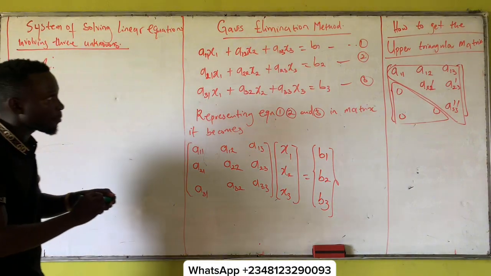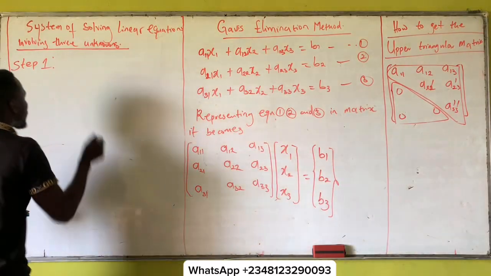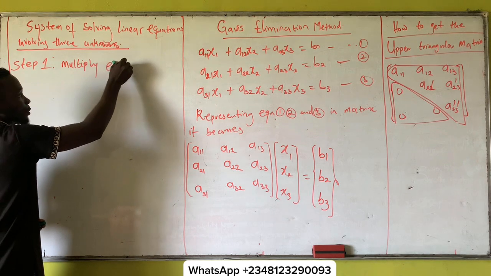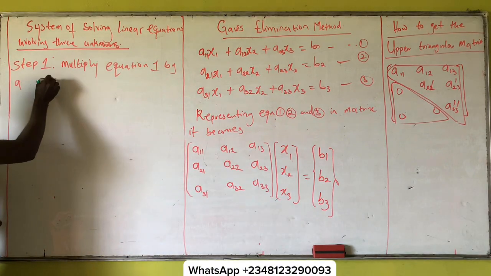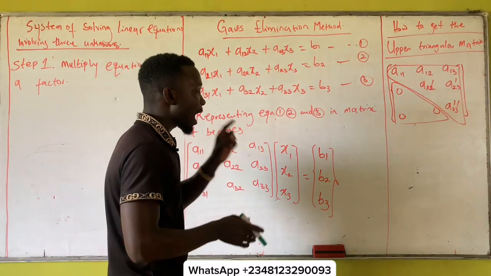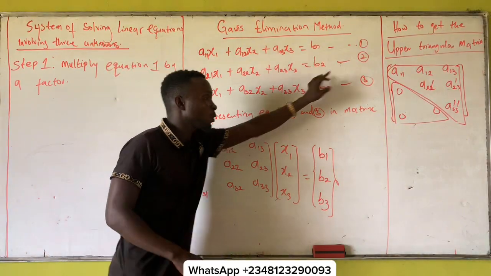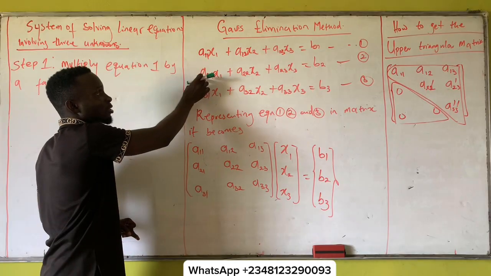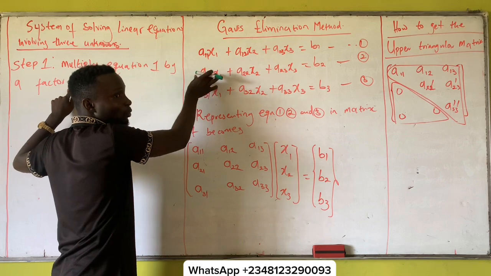Step 1 of performing the elimination: multiply equation 1 by a factor. How do you get the factor? It's very easy. Since we are trying to eliminate x1 in equation 2, come here. Where is the coefficient of x1 here? The coefficient of x1 here is A21.